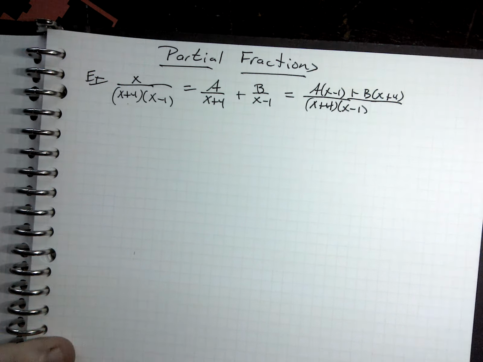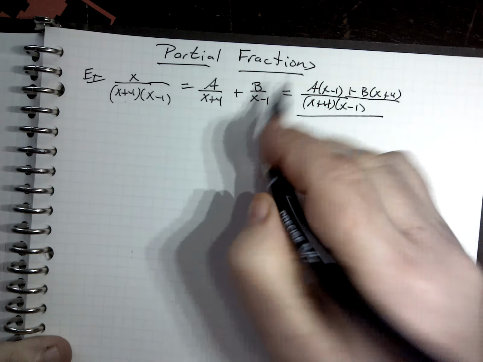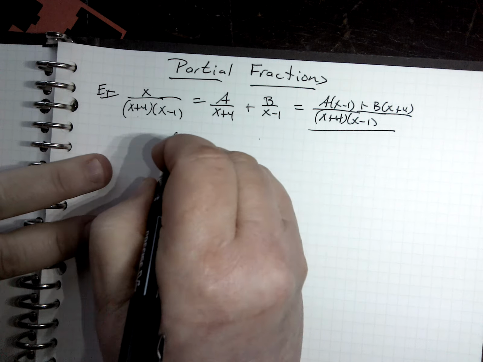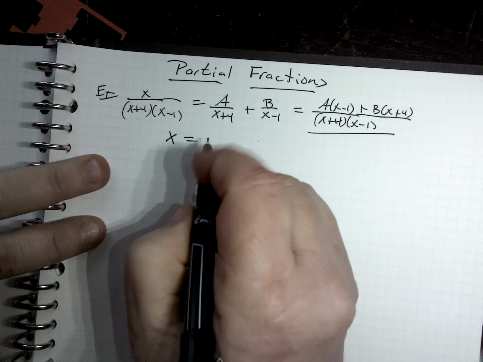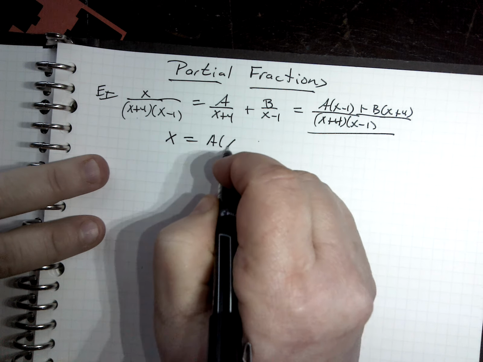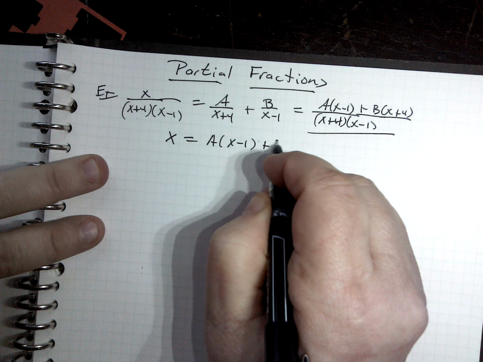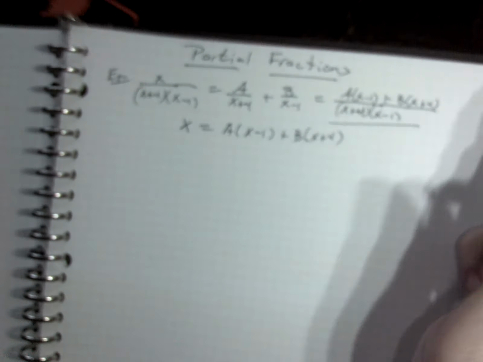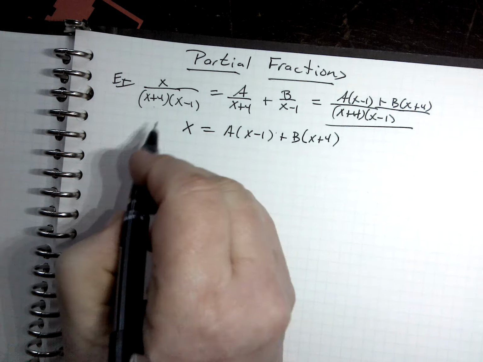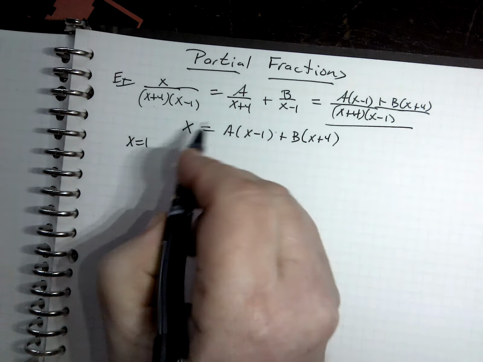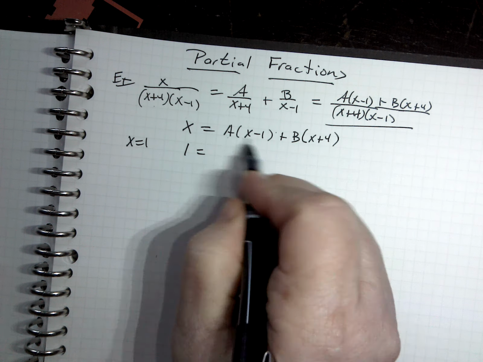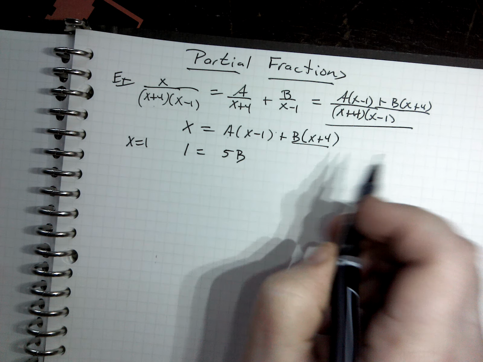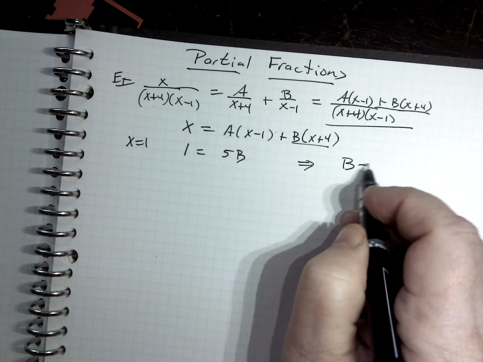I really only want to concentrate on the top, so I'm going to usually skip writing that out. I'll go straight to the next step: the numerator on the left is x, and the numerator on the right is a times (x minus 1) plus b times (x plus 4). This has got to be true for all x's. In particular, I want to look at x equals 1, because that gives 1 equal to, that's gone, that's 0, put a 1 in here, I get 5b, which means b equals 1/5.